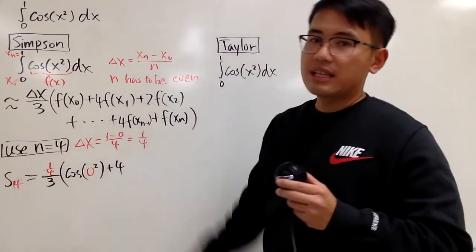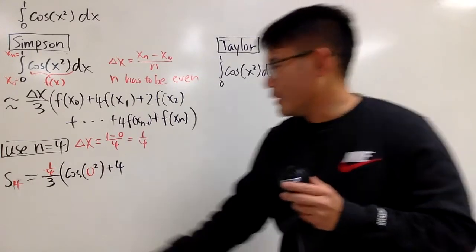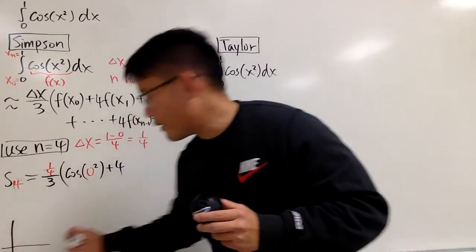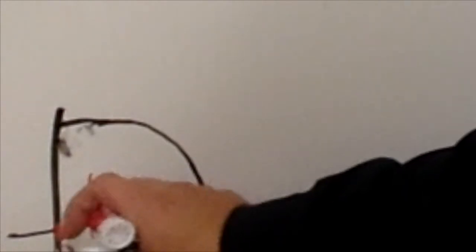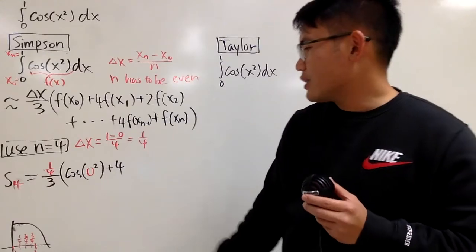And then what's the next x value though? This is what you can do. You can just make a quick sketch right here. You go from 0 to 1, and you are going to cut this into 4 pieces. So you have this, that. So this right here is 1/4, 2/4, 3/4. And then the last one is 4/4, like that. So it shouldn't be too hard.